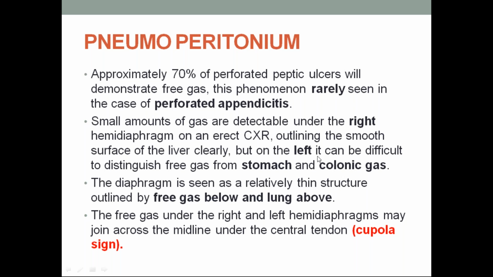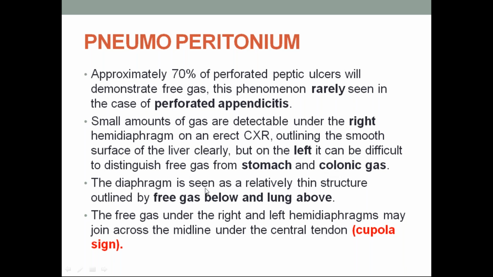On the left side, what will happen? The stomach will come on the left side. Normally a stomach air bubble will be there, and it is difficult to distinguish free gas because of the stomach or colonic gas. Normally the splenic flexure and some stomach will be there. It is difficult to distinguish on the left side. I think you understood that.